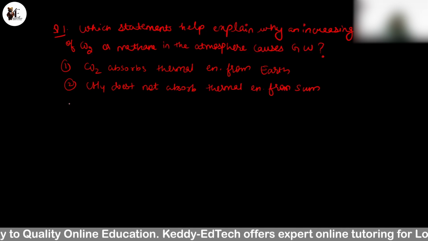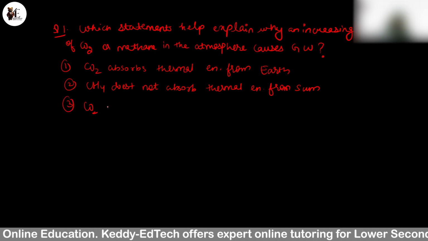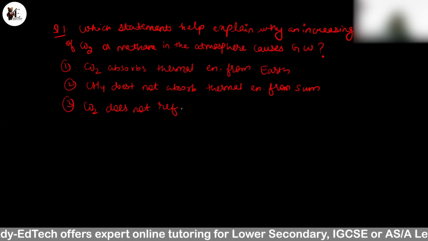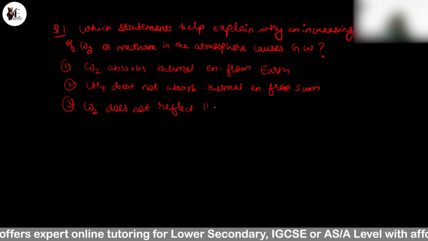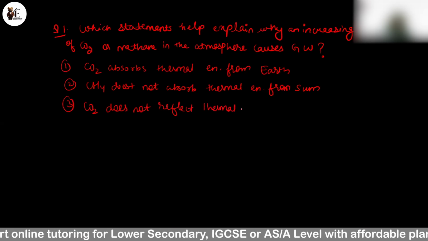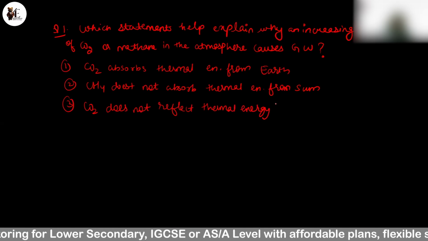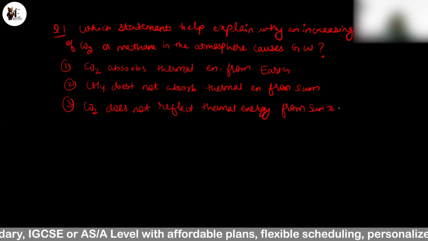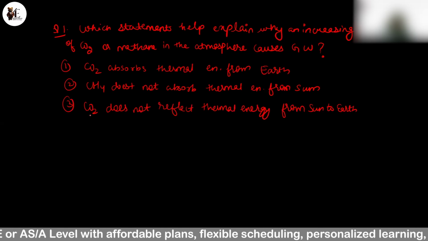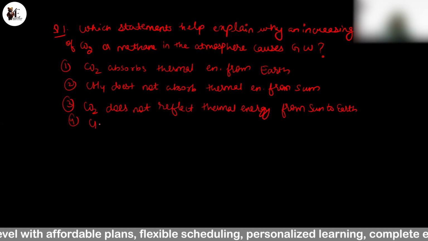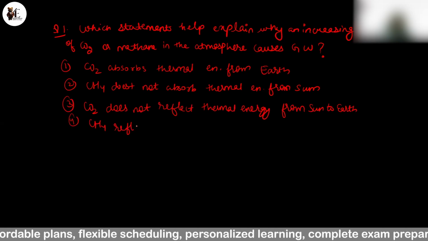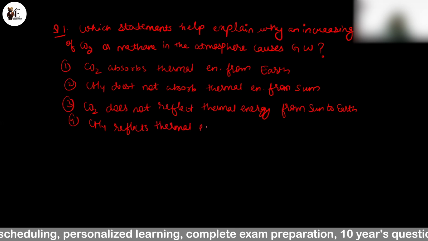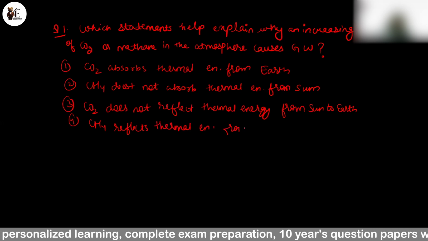Third statement is carbon dioxide does not reflect thermal energy from sun to earth. And the fourth statement is that methane reflects thermal energy from earth back to earth.